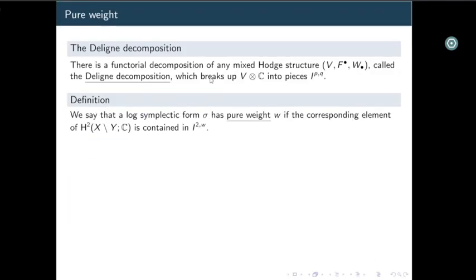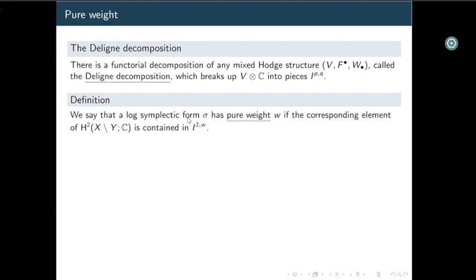So if I have a log symplectic pair, I want to define some condition on sigma that means the mixed Hodge structure behaves nicely with respect to sigma. This is the definition of pure weight. I say it has pure weight w if the corresponding element in H^2 of X is contained in I^{2w}. I'll say a little bit about this definition. Sigma is, of course, a log form with poles along y, so it gives you a holomorphic form on X without y, the complement of y. By Deligne, such a form is going to be closed on the complement of y. Therefore, it'll give you a class inside H^2.